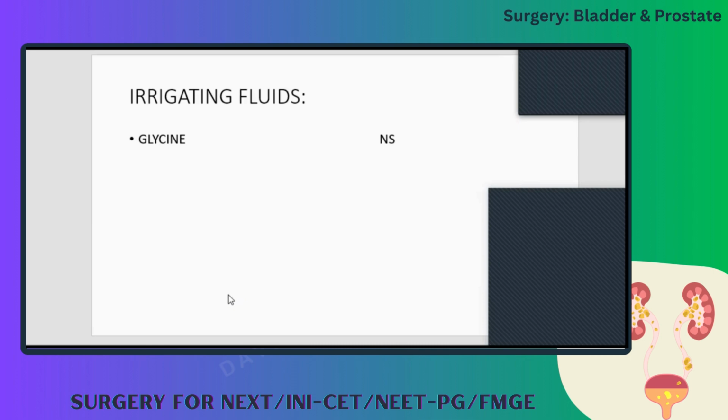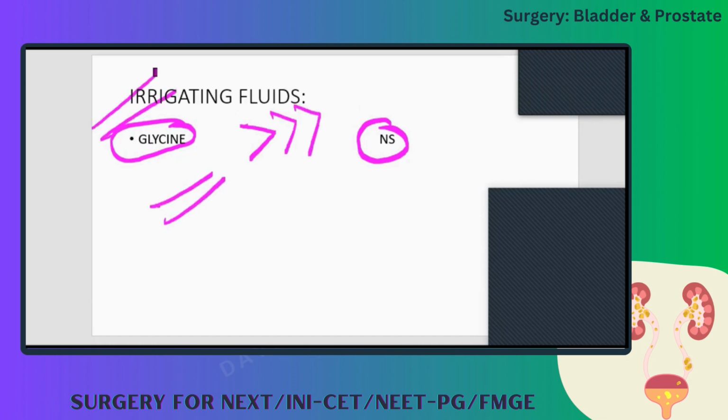In the same way, the urethra is a collapsed tube. If you want to see it from below, you have to give some fluid. You have to irrigate the urethra and the bladder, and only then can you see. So what fluids can we give? There are two irrigation fluids: one is glycine, the other is normal saline. Both can be used, but most people use glycine. This is the most common irrigating fluid.